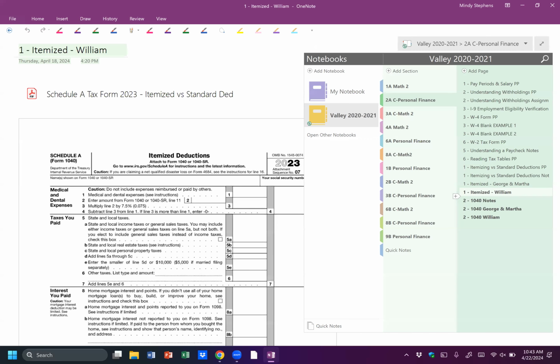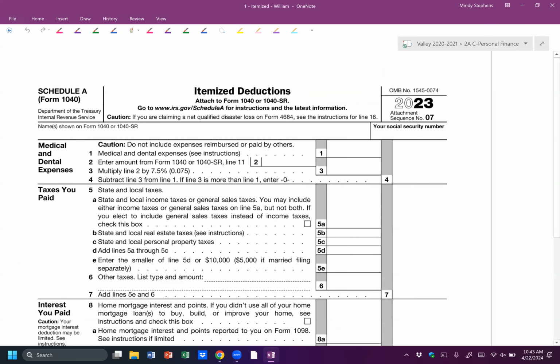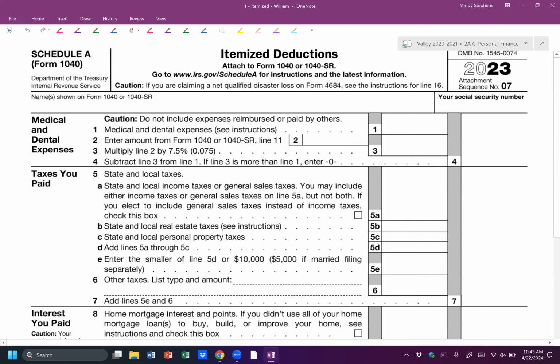The top of the paper has his name, so please don't forget to write their name, because we're going to have lots of examples. We want to know which one goes with which. So this is William Shakespeare. All right, so line 1, medical and dental expenses. Do they have medical and dental expenses? Yes, 6,500, right? So write 6,500 in there.